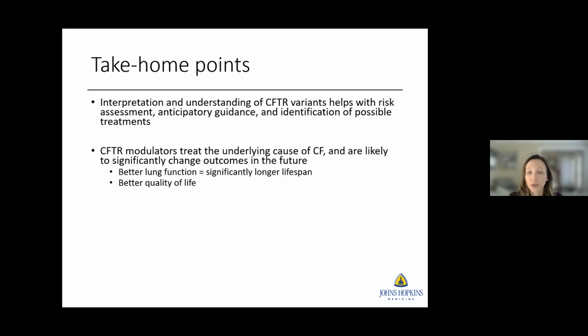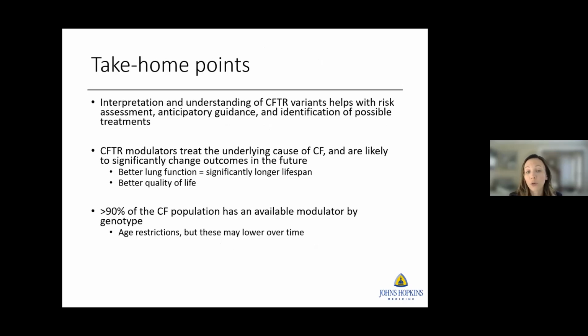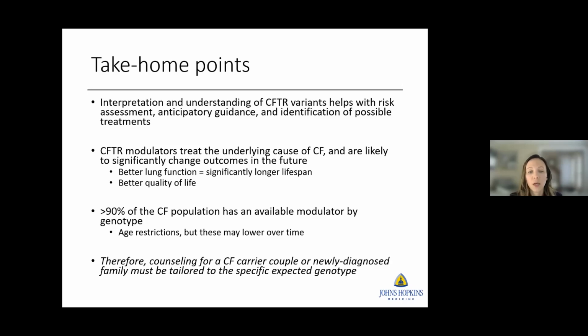We know that CFTR modulators treat the underlying cause of CF and are likely to significantly change outcomes in the future. Better lung function, you're going to get a longer lifespan, better quality of life, people are happier, more content. Right now, we have over 90% of the CF population treatable by modulator. Now that's the US population as a whole. Again, as I just said, there are going to be specific subsets of the population where a much greater percentage are not treatable. And really all this is to say is that counseling for either a CF carrier couple or a newly diagnosed family really must be tailored to the specific known or expected genotype, because now we're able to say different things about CF depending on the variants identified.